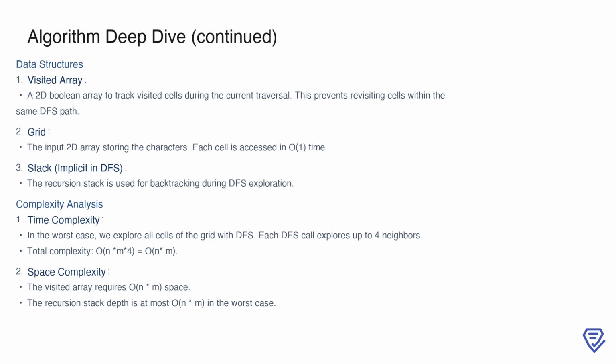Now, let's analyze the algorithm's complexity. The time complexity is determined by the grid size and the DFS exploration. In the worst case, we visit all cells, and each DFS call explores up to 4 neighbors. This gives us a time complexity of O(n*m), where n is the number of rows and m is the number of columns. The space complexity includes the visited array, which requires O(n*m) space, and the recursion stack, which can also reach a maximum depth of O(n*m) in the worst case.